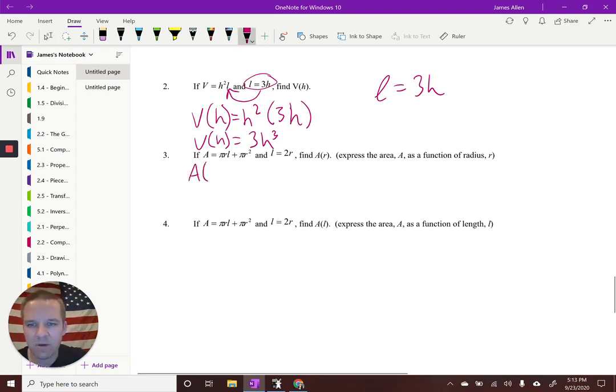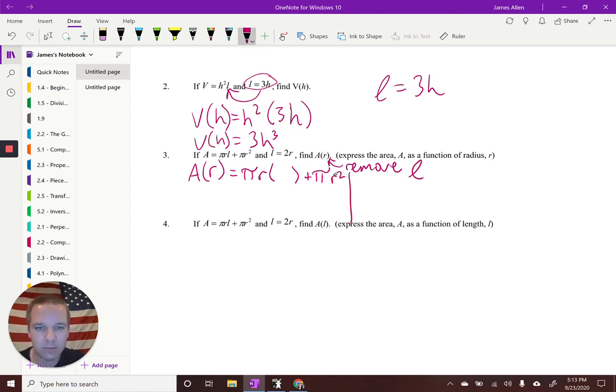So I have A of r, and since it says A of r here, that means we want to remove the L, right? We want it only as a function of r. So when I'm writing this, I'm going to go like this. Pi r, and then I'm going to put something in place of L plus pi r squared. Okay. So now, well, I have this other function, L equals 2r. Well, this one, once again, is actually already solved for what we wanted. So I can just go ahead and substitute that in. Get 2r.